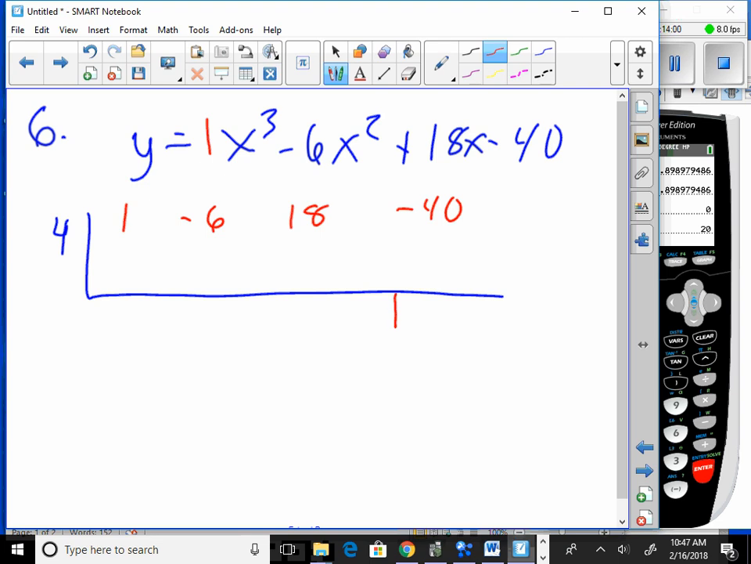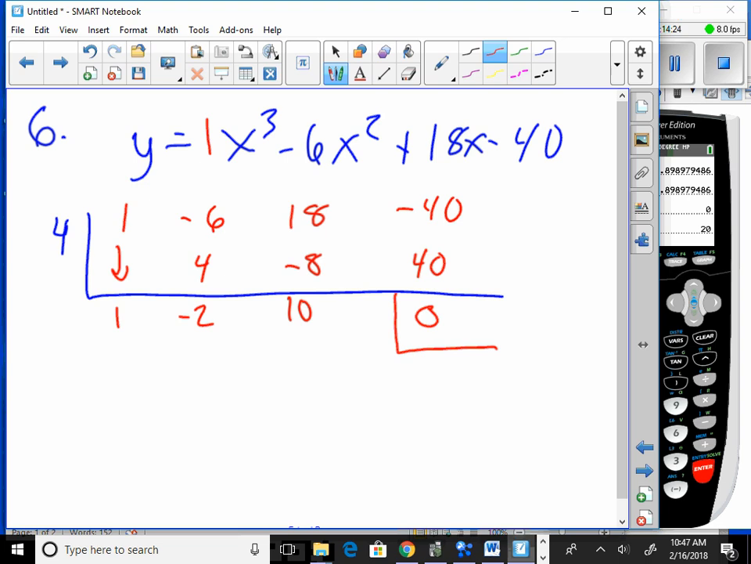And then since they did say that 4 was a root, I would expect to get a 0 in my remainder spot. So I'm going to go ahead and drop the 1. 4 times 1 is 4. Negative 6 plus 4 is negative 2. 4 times negative 2 is negative 8. 18 plus negative 8 is 10. 4 times 10 is 40. Negative 40 plus 40 is 0.